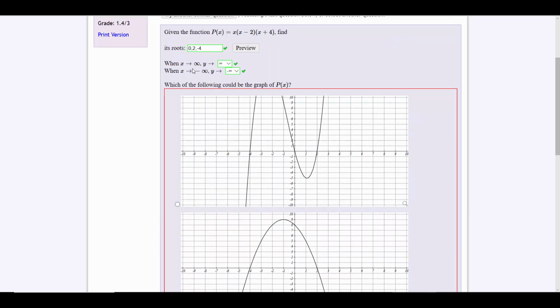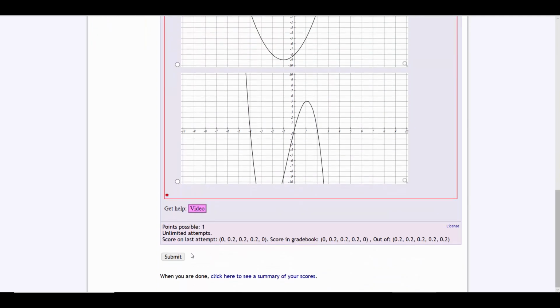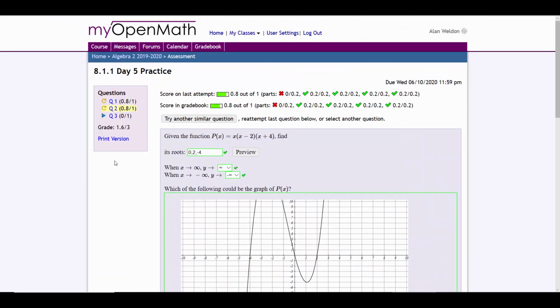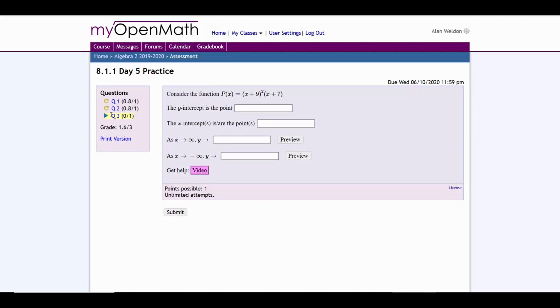So we need something that goes down as we go to the left, and that's going to be this one. This one goes down and to the left, right? So this is the one that matches our end behavior. So I'm going to select that one and click submit. We're good. All right, last problem here.